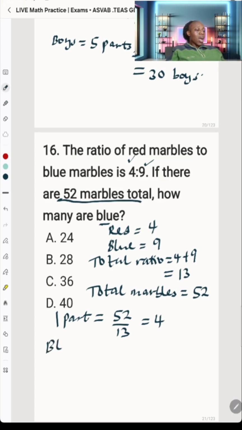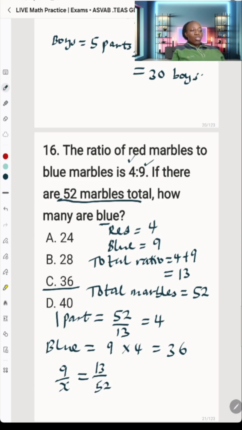So blue, how many parts is blue taking? Blue, 9 parts. Then that's going to be 9 times 4. That will be 36, and that's C. If you want to use proportion in this case, you will use blue, 9 over X, equal to the total, 13 over 52. You cannot use a proportion that has to do with red and blue in this case.